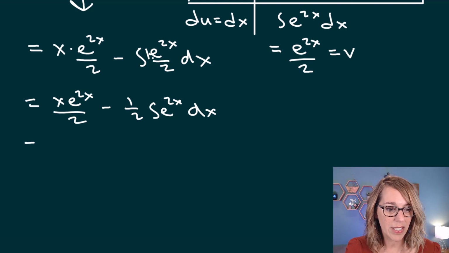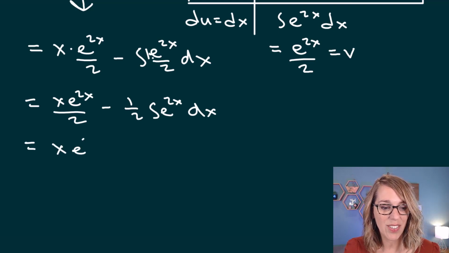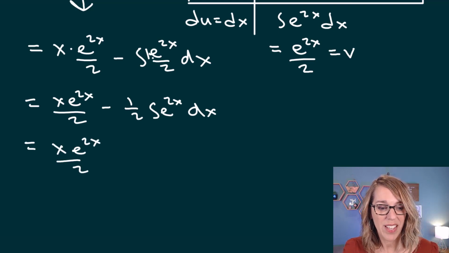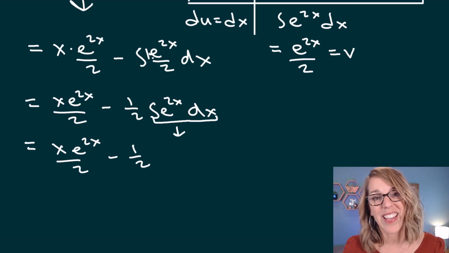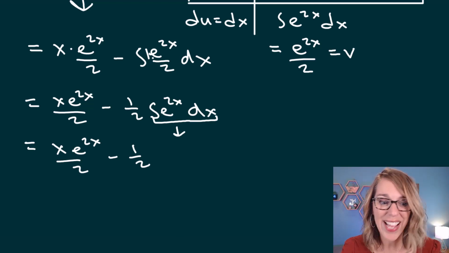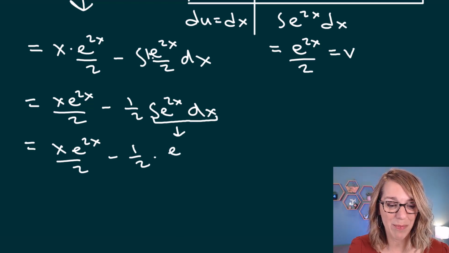So I've got my x, e to the 2x divided by 2. I've got my minus 1/2. When I integrate e to the 2x, I'm going to get that e to the 2x back divided by a 2. So times e to the 2x divided by 2. And I'm going to remember that plus c.